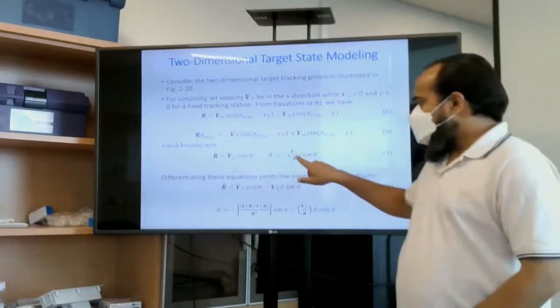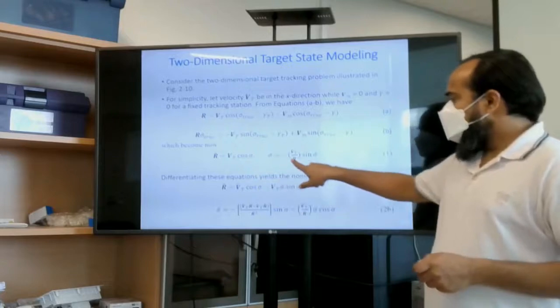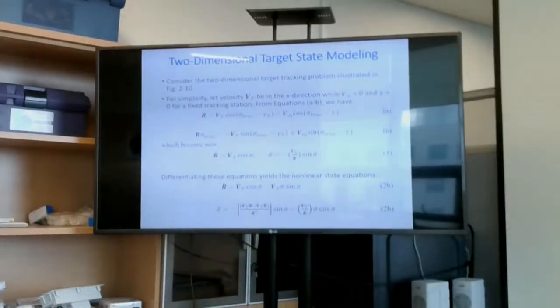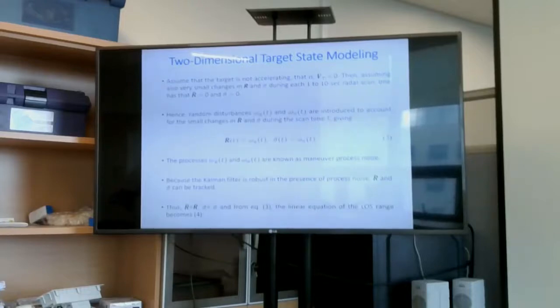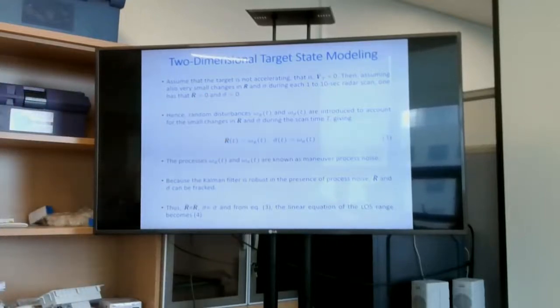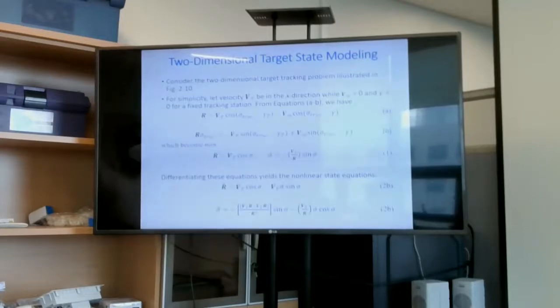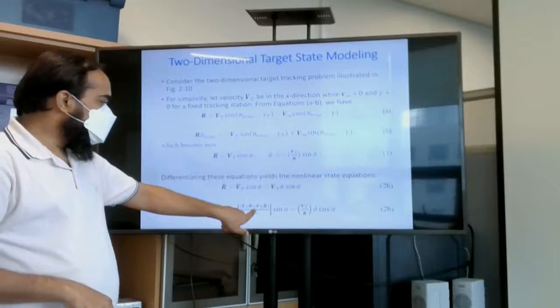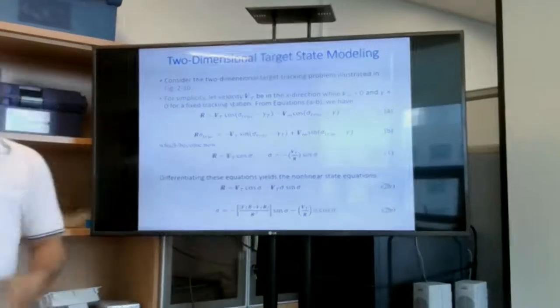Now differentiate this equation and this equation. This is the U over V formula, and this is the derivative of U upon V. Now assume that the target is not accelerating, so Vt dot is 0. Then assume a very small change in R and sigma during each 1 to 10 second radar scan, so that R double dot and sigma double dot are approximately equal to 0. In this equation, if the changes in R and sigma are very small, approximately negligible, and Vt dot is 0, then this and this will be approximately 0.